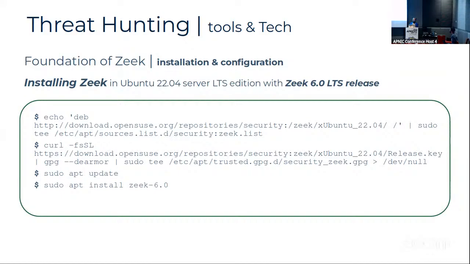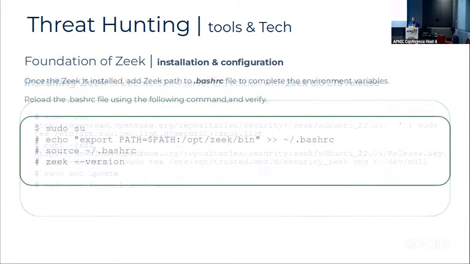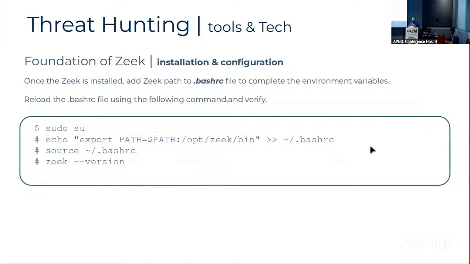That is mandatory. And after that, you will be installing Zeek 6.0, not any other version. This lab and all the analytics have been performed on Zeek version 6.0. It will take a few minutes to install on your system. And once it has been done, we will work with the bashrc so that we make our system understand the actual path of the Zeek binary.